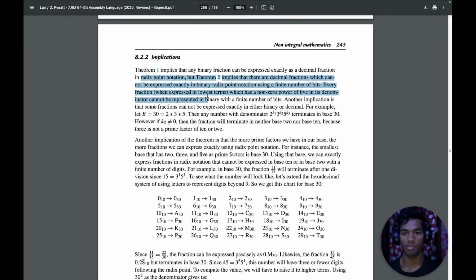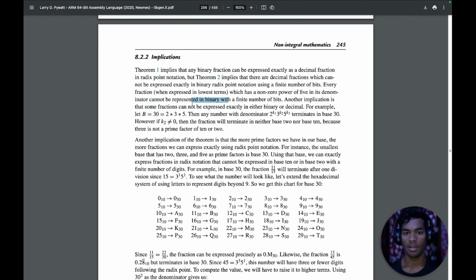Every fraction, when expressed in lowest terms, which has a non-zero power of 5 in its denominator cannot be represented in binary with a finite number of bits.